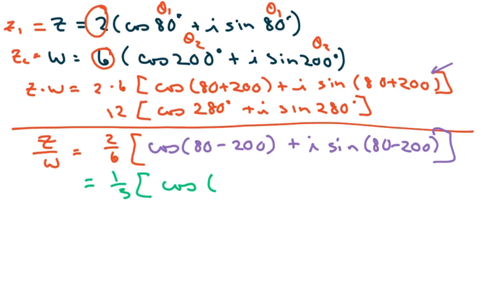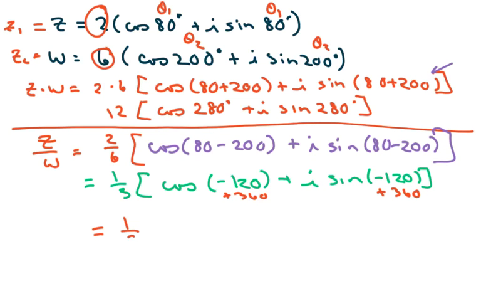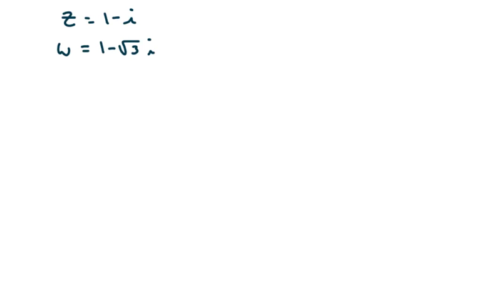cosine of negative 120 plus i times sine of negative 120. And again, what I tend to do is add 360 to this to make it coterminal. And then our answer is going to be 1/3 cosine of 240 plus i times sine of 240. And that's it. And the next one is where they give it to you like this.